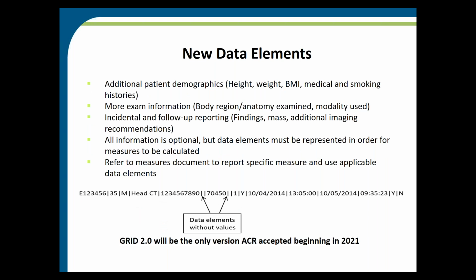New data elements include patient demographics, height, weight, BMI, a little bit more exam information, incidental and follow-up reporting. Just to stress here, the information is optional, but the data elements must be represented in order for measures to be calculated. And then we have a measures document that's part of our knowledge base that I'll segue to in a moment. And just underneath that is a sample file that illustrates data elements that are without values. If it was an Excel file that you would be using, then you would just have empty columns between those data elements.